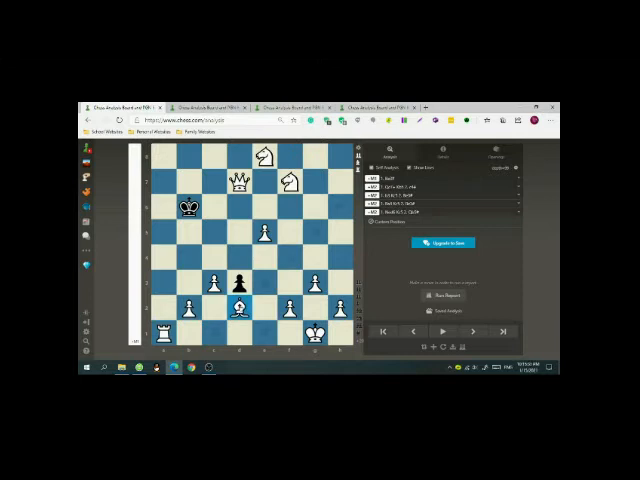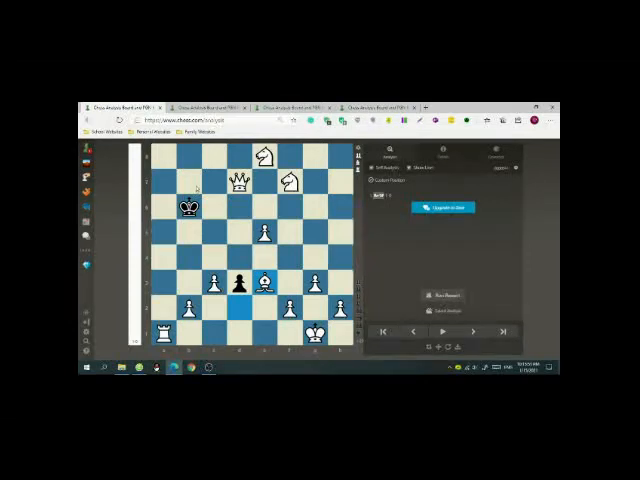We play bishop to e3. The bishop is threatening to capture the king. The king can't move to b5 because the queen is defending it. He can't move to c6 because the queen is also defending it.